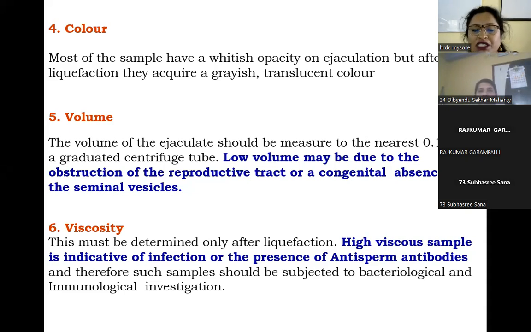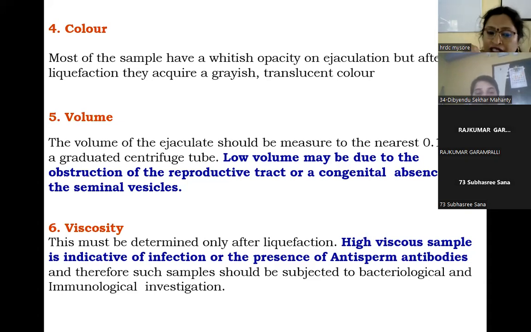And also congenital absence of the seminal vesicle. If the seminal vesicle is absent, then the volume of the semen will be low. Similarly, viscosity must be determined after liquefaction. It should be like a liquid, but if it is more viscous, it indicates some infection. If it is a very thick thread, highly viscous, it indicates infection or an anti-sperm antibody immunological problem, where the antibodies are killing the spermatozoa.